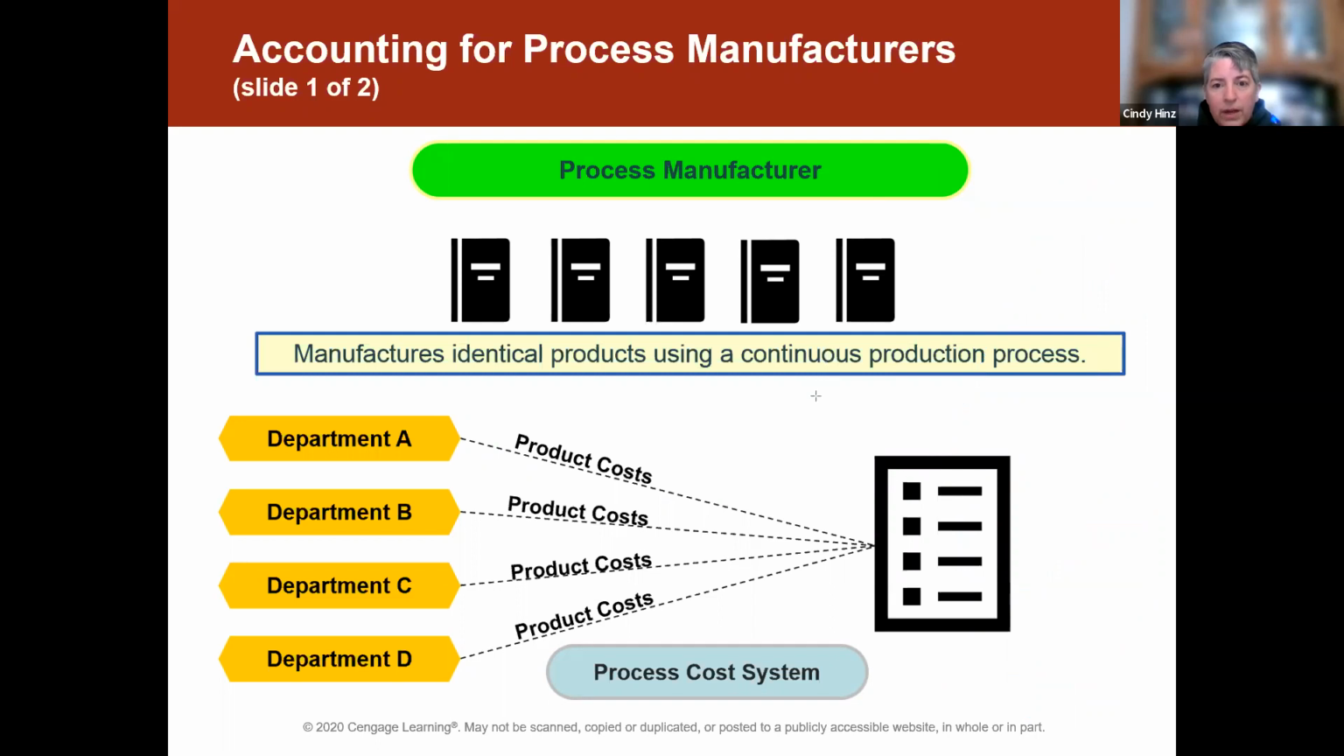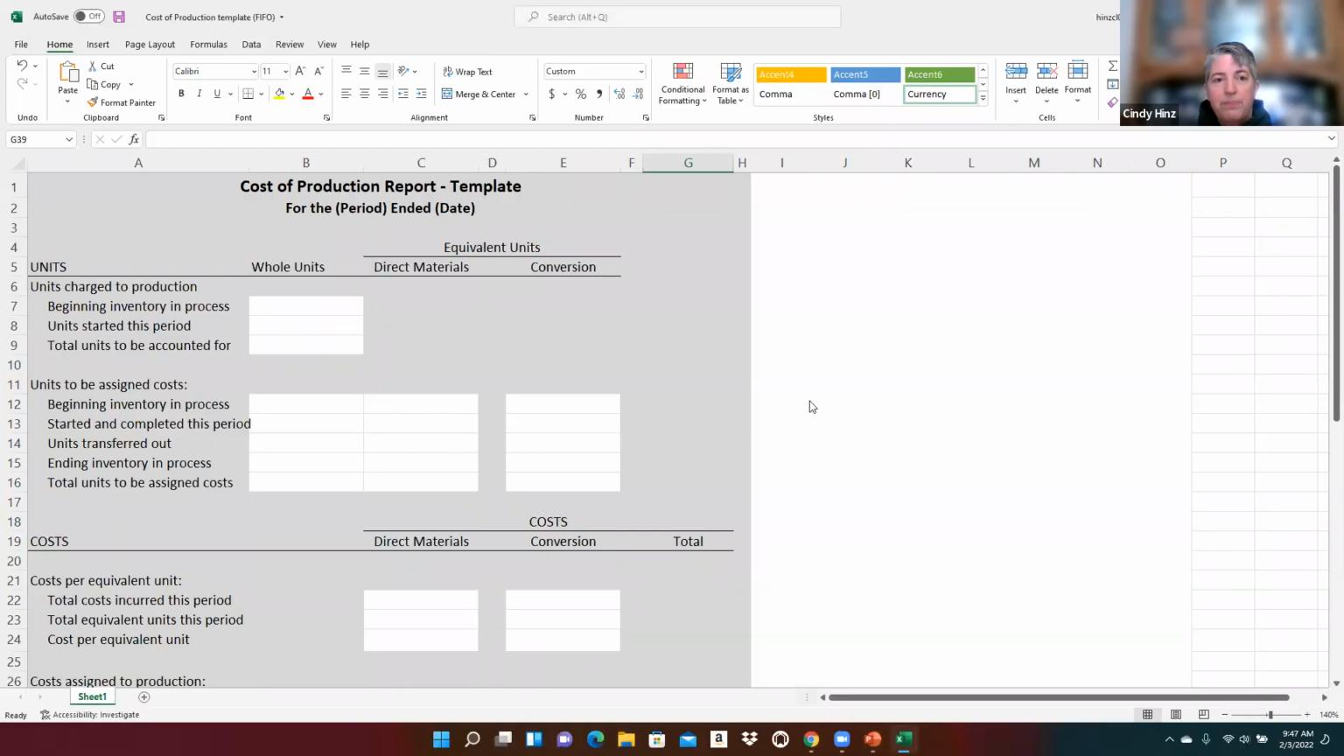I'm going to erase my drawings here. I'm going to go get this to work for me. Come on, there we go. I'm going to go back to this template that I showed you.